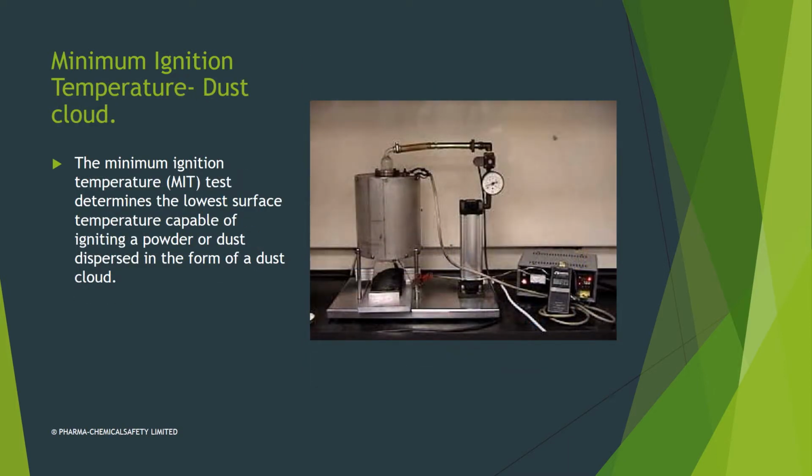And then you have another parameter, which is the minimum ignition temperature of a dust cloud. The minimum ignition temperature test determines the lowest surface temperature capable of igniting a powder or dust dispersed in the form of a dust cloud. This is an important factor to evaluate because it gives you an idea of the ignition sensitivity of the powder or dust, and it's relevant to defining the maximum operating temperature of the process, and what type of electrical and mechanical devices, motors, you can have, or what maximum temperature these motors or electrical devices can reach to avoid any deflagration, because you have dust in the process, or it's generated during the process, or it's part of the raw material. That's the reason it's very important.